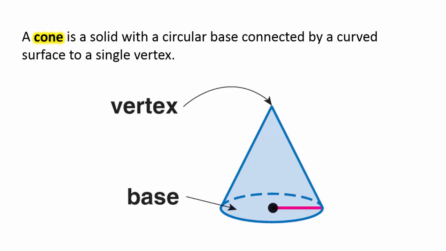A cone is a solid with a circular base connected by a curved surface to a single vertex. So it's going to be one circular base here at the bottom, and then a curved surface which meets up here at a point which is called the vertex of the cone.